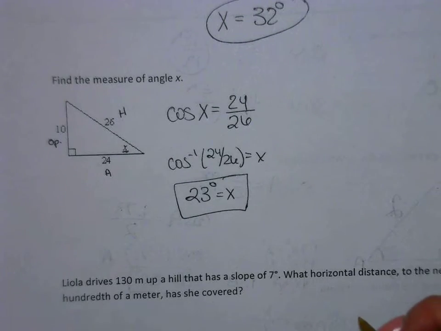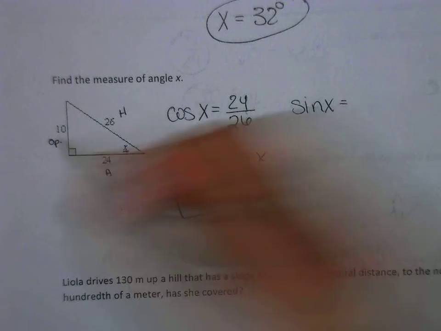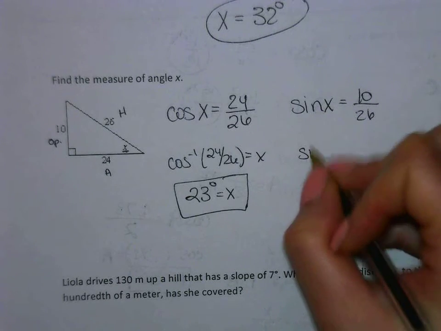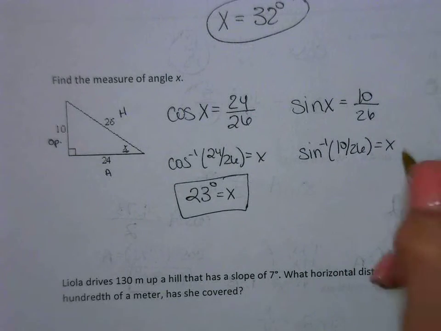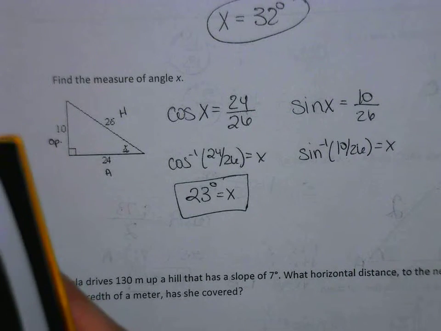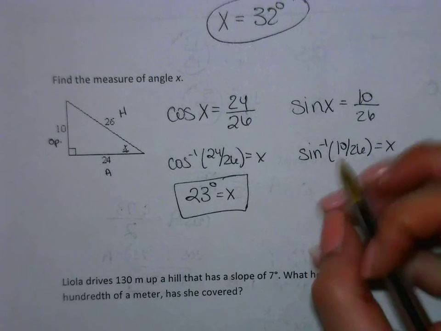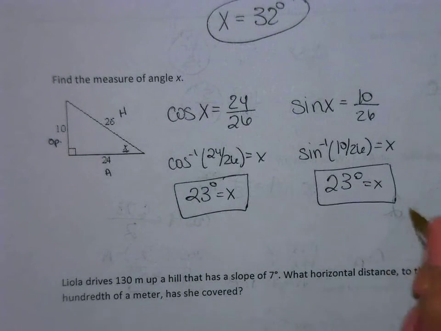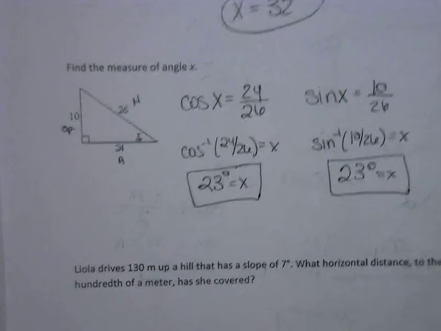So let's see what happens if we use the sine of x. The sine of x would be the opposite leg divided by the hypotenuse, which is 26. That means we would do the inverse sine of 10 divided by 26 will equal x. The inverse sine of 10 divided by 26, rounded to the nearest degree, is 23 degrees. So it doesn't matter which way you use, as long as you set up your ratio properly, you'll end up with the same solution.